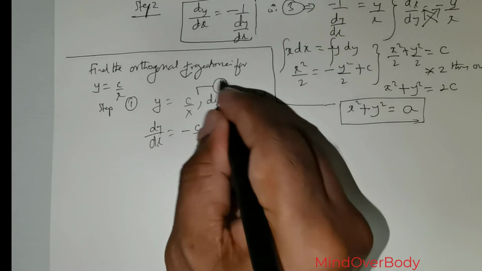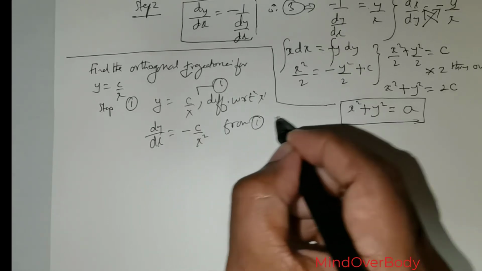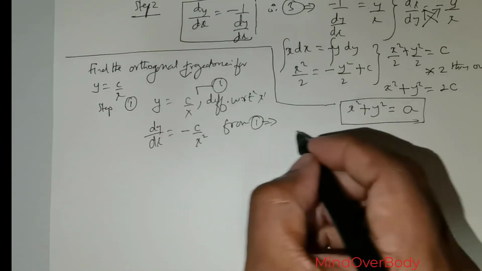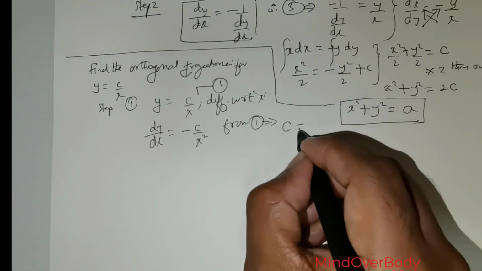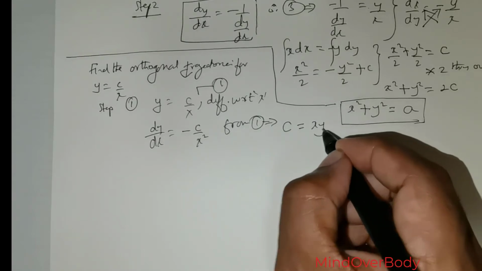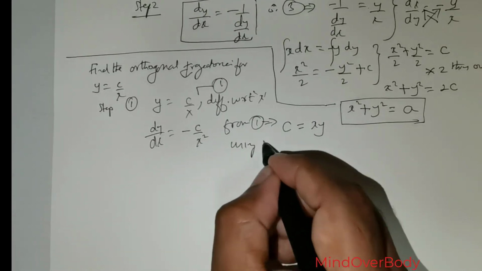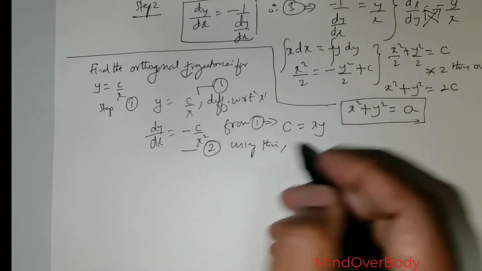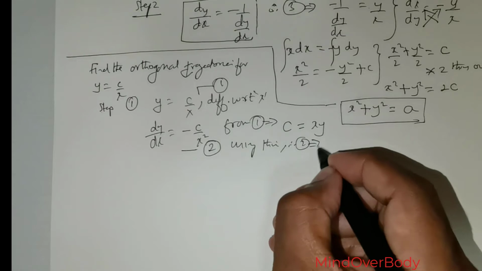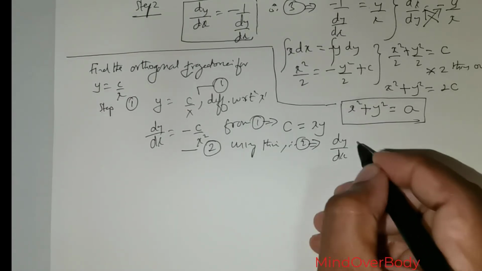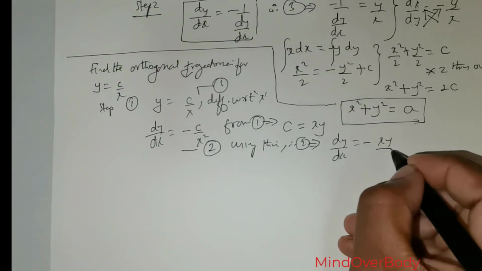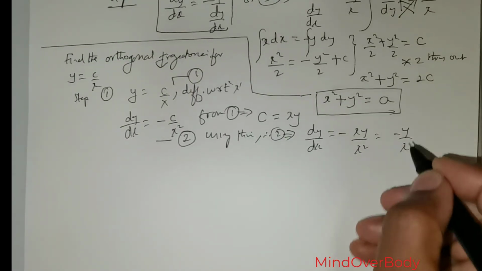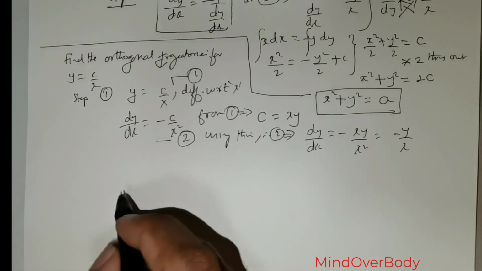Now if I take this as 1, from 1 I want to get rid of the c, so I will have to write a representation for c. So c is equal to x times y. Now using this, I'm going to rewrite 2. Therefore 2 can be rewritten as dy over dx is equal to negative x times y divided by x squared, which is equal to negative y over x. So step 1 is finished.